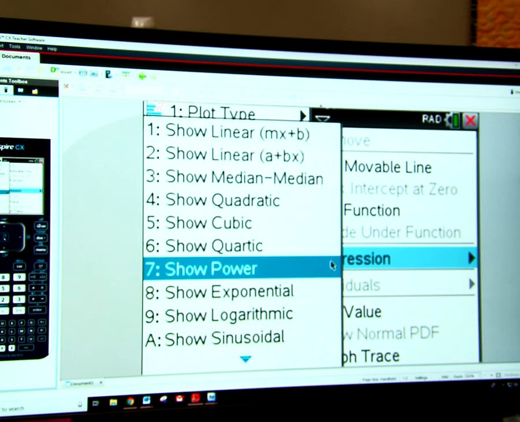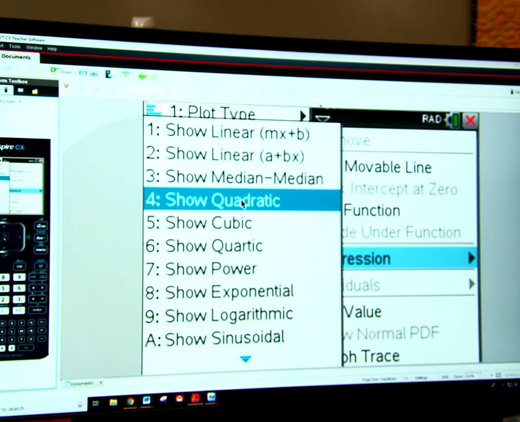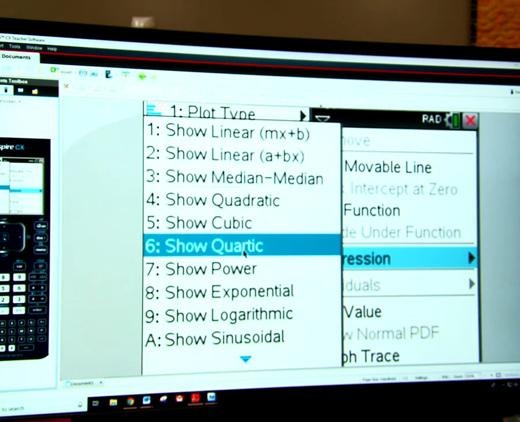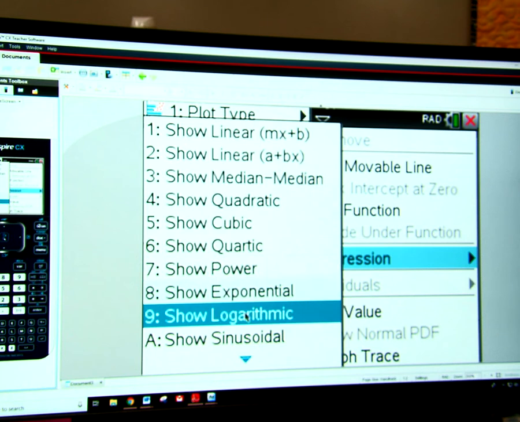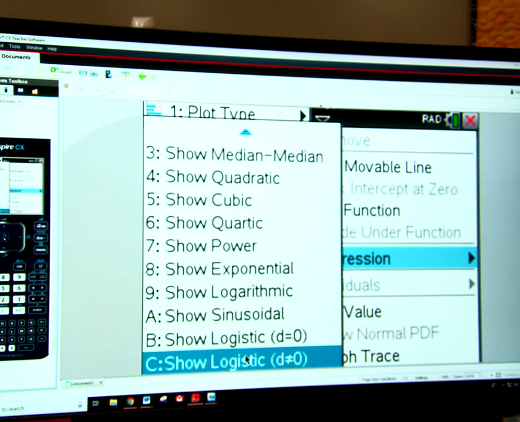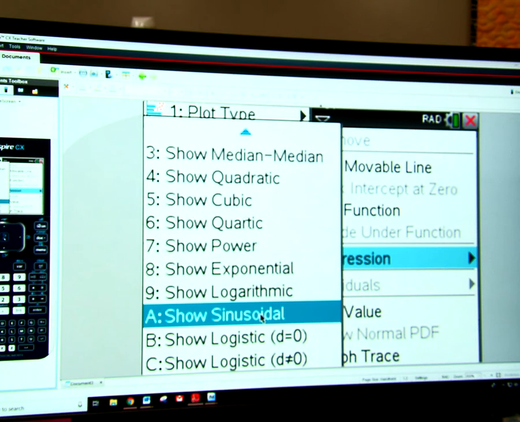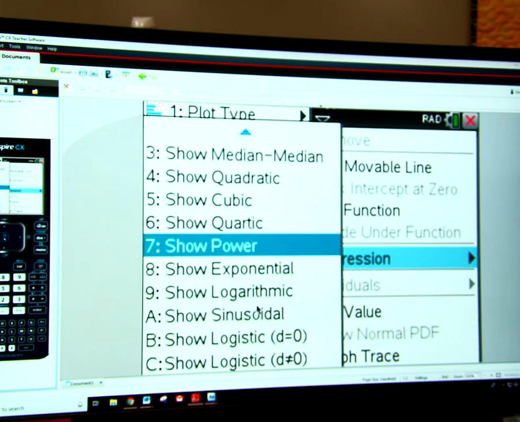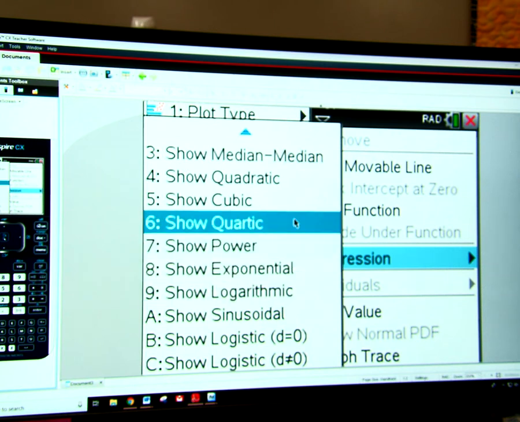Which one do I choose? It's not linear. It's a parabola? Okay, so I can't choose that. Okay. Power is like an exponent. Nope. Sinusoidal is for not this. Nope. Nope. It's none of them. It doesn't have one. Okay?